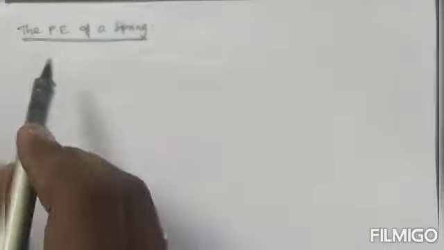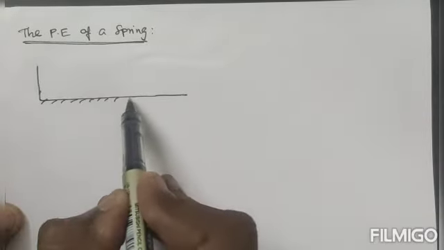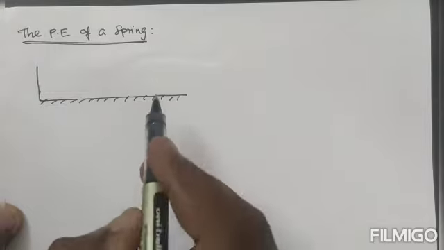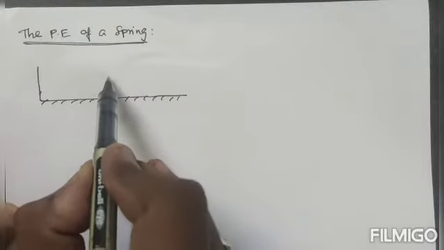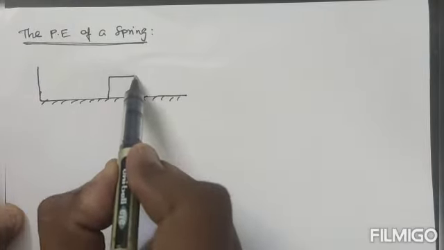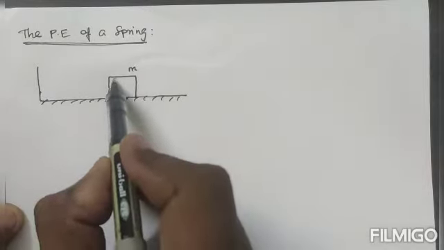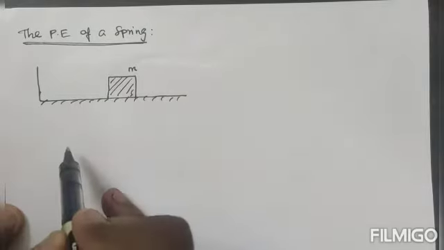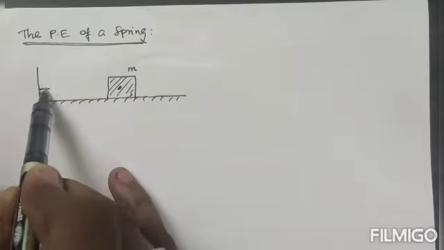Here let's consider a ball on a horizontal surface. Let us consider a frictionless horizontal surface. Let's take one block, its mass is m. Now this mass will be connected with one spring.